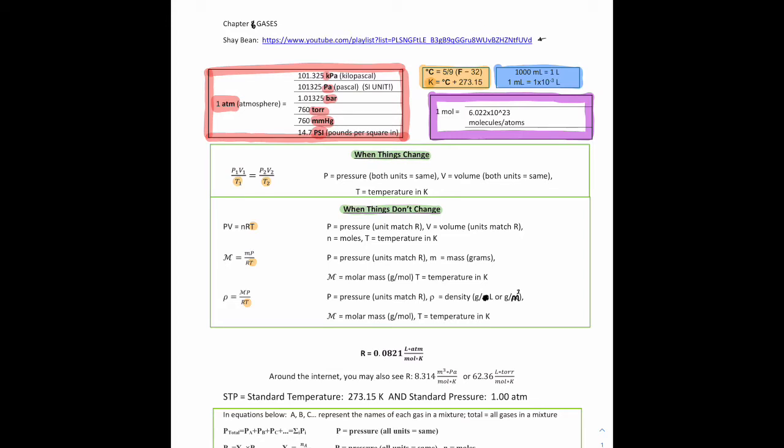So notice here is our temperature, and like I was saying earlier, it has to be in Kelvin. Here's our temperature, it has to be in Kelvin. Here's our temperature, it has to be in Kelvin, and here's our temperature, it definitely has to be in Kelvin.